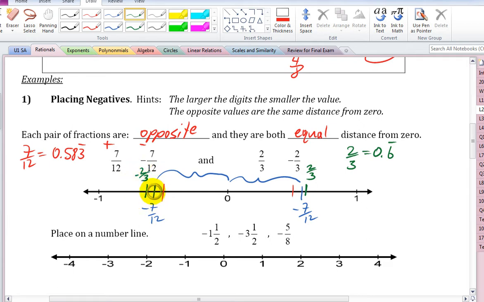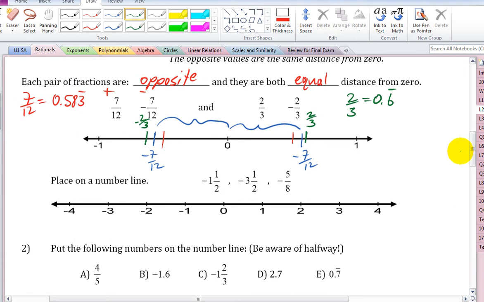So make sure that from 0, you've got red, blue, green, and the other direction from 0, you have red, blue, green. Okay, so they should be the same distances from 0. Any questions? Okay, be careful when you're plotting your negatives.